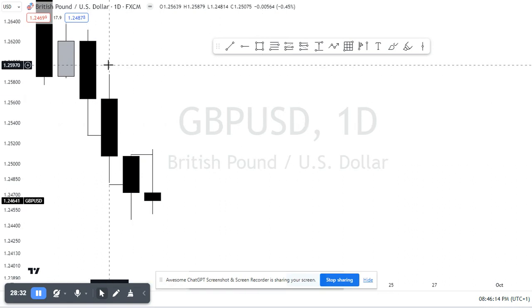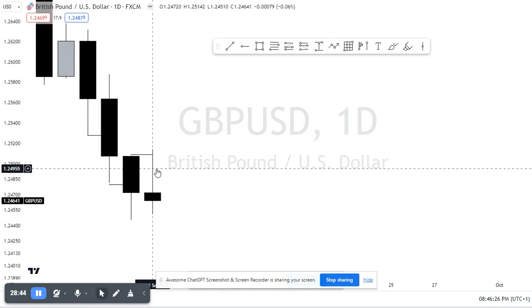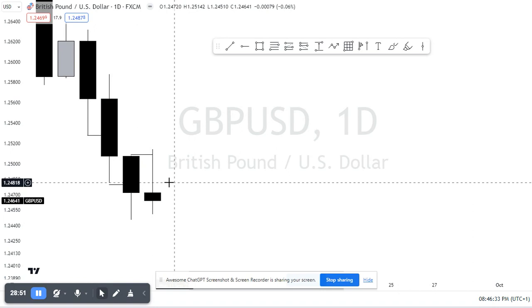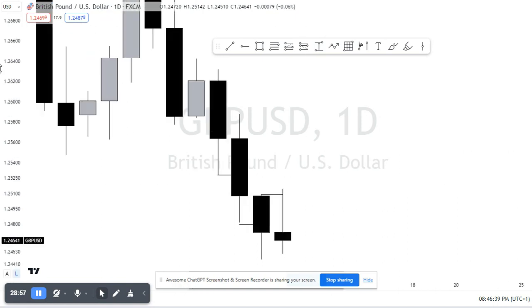So this is how you analyze the market with this system. Your job is to go to the daily time frame and then find the sweeps. And I told you a sweep is when a new candle takes over the high or the low of the previous candle. I hope this makes sense, guys. All right.